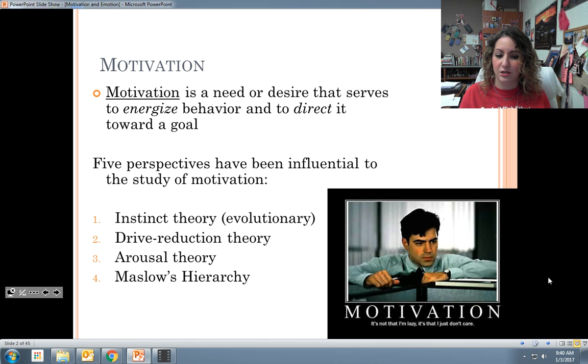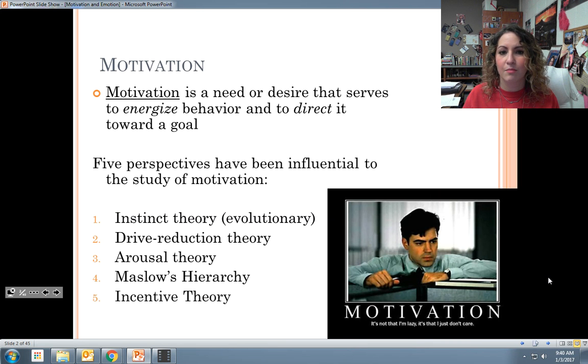Of course, there's Maslow's hierarchy of needs, and we're going to talk about that on the next slide more in depth. But we're motivated to move up this hierarchy, and we'll get to that in a little bit. And then the incentive theory is a huge level of motivation. It's the reason that people go to work. There's some sort of incentive, and it can be an intrinsic incentive or an extrinsic incentive.